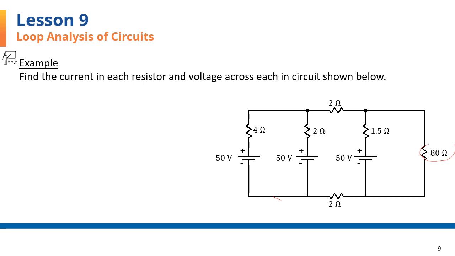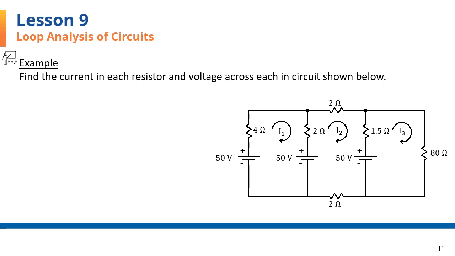assign the loop currents to each loop. Here they are, the 3 loop currents I1, I2, and I3. I will write the KVL for each loop at this point.